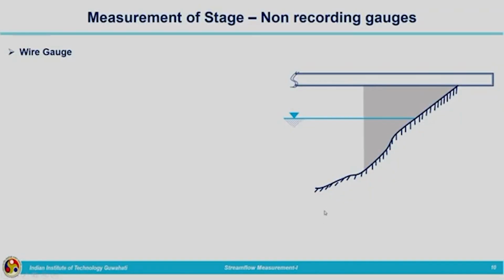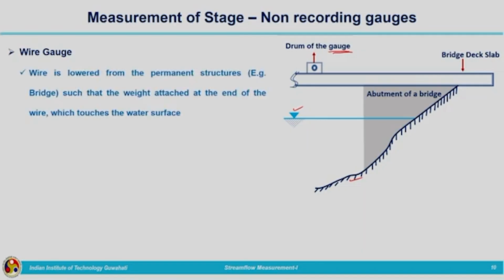Next one is the wire gauge. This is again the same figure. We have the riverbed, the stream is present, the water level is up to this level, and we have the bridge abutment, and this is the bridge deck slab. In this, how the measurement is done: we have a gauge drum present over the deck slab, and from there the wire is lowered from the permanent structure such as a bridge, such that the weight attached at the end of the wire will be touching the water surface.